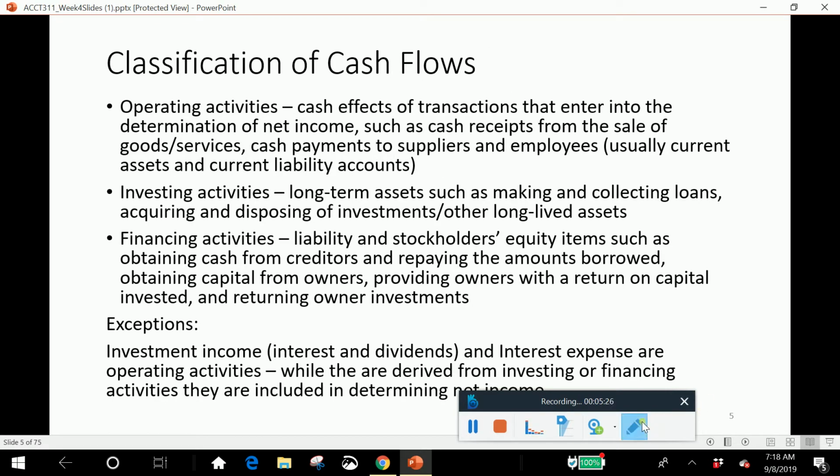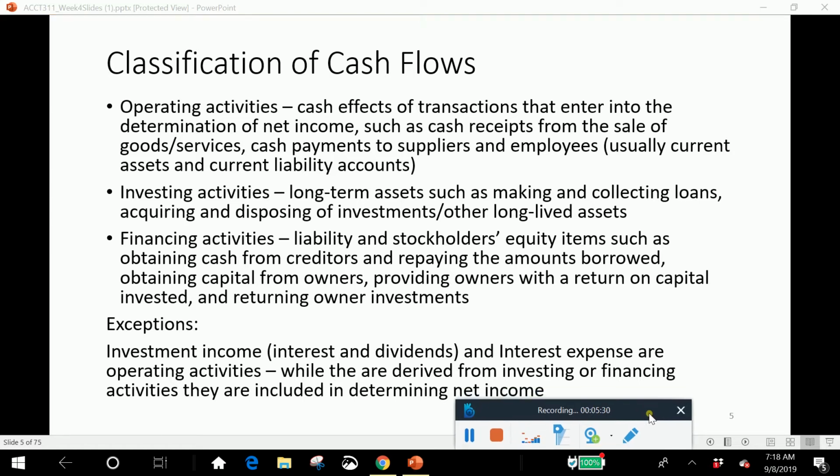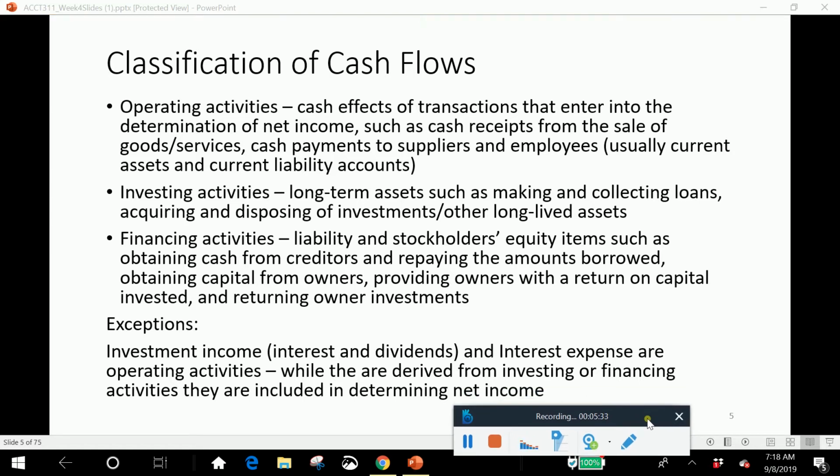So the classification then of cash flows. The cash flow statement is broken up into 3 separate sections. The first is your operating activities, and that primarily relates to the cash effects of transactions that have entered into the determination of net income. Primarily what we're looking at here are cash receipts from the sale of goods and services, cash payments to suppliers and employees, and this is usually going to be made up of your current asset and your current liability accounts from your balance sheet.